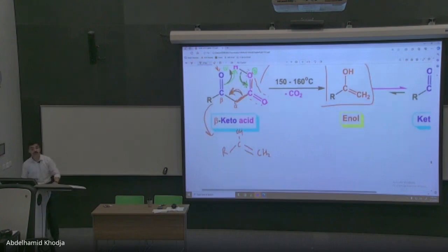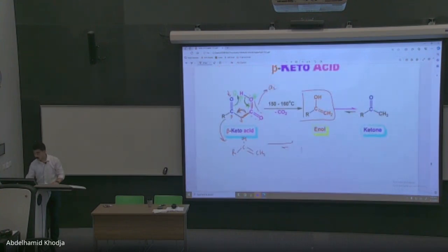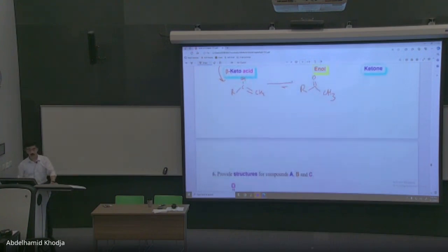You've basically formed an enol. How? Using a beta keto acid, you've eliminated CO2. With the enol, from your last chapter, you know that enols are not as stable as their keto form. So your product will be primarily in its ketone form. That's it. So enol tautomerization.